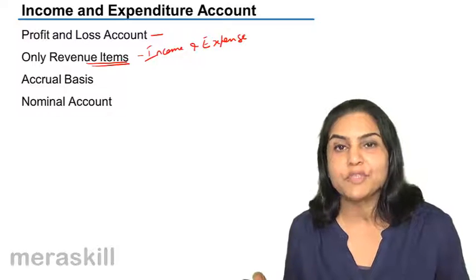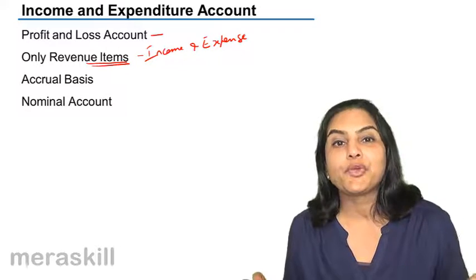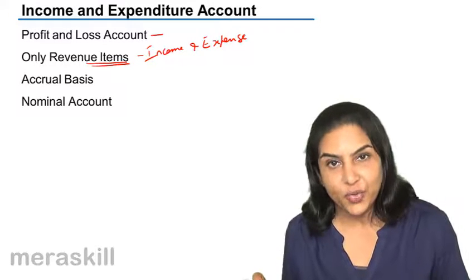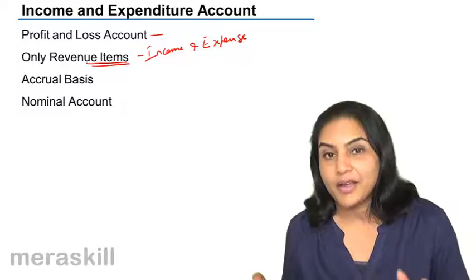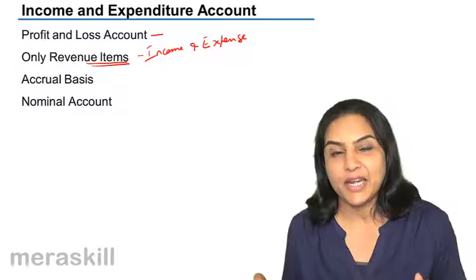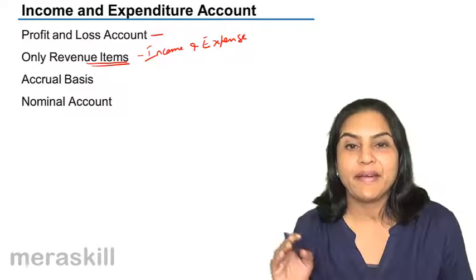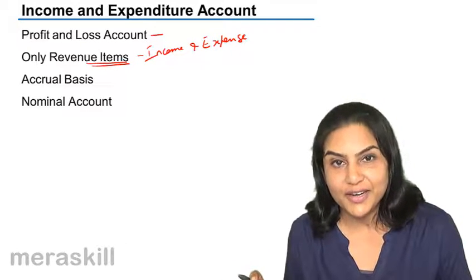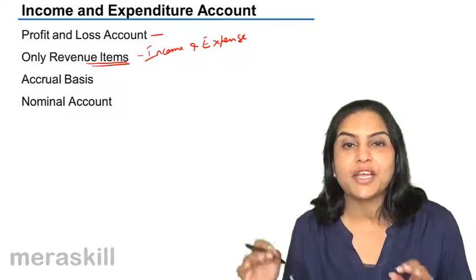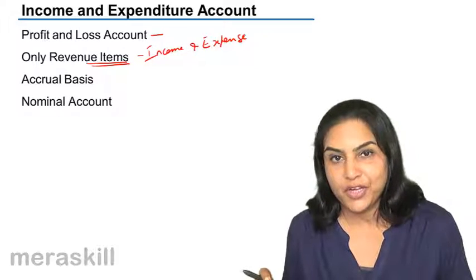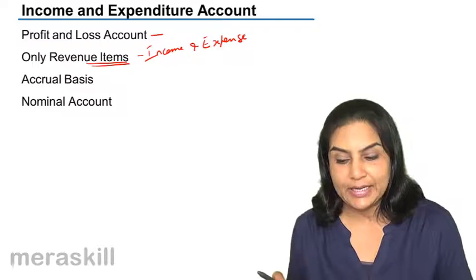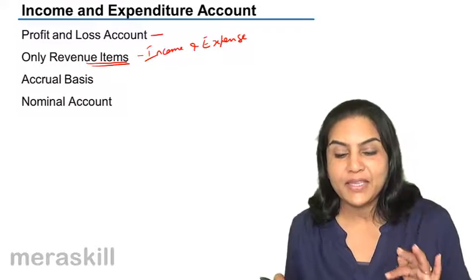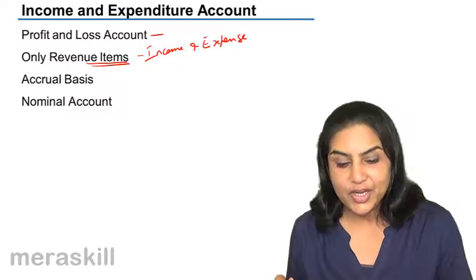What are revenue items? Subscriptions which we get every year, maybe donations which come in every year. These could be examples of revenue items, income in nature. What about expenses? We may pay rent, telephone charges, benefit of which are received in the current year. For the upkeep of the club, for the upkeep of the not-for-profit organization, expenses which are incurred. So only revenue items find their place in the income and expenditure account.